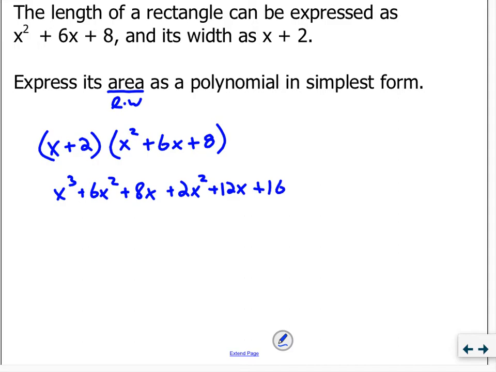Okay, if we want it in simplest form, we got to combine our like terms together. So I'm going to combine my 6x squared and my 2x squared, and I'm going to get 8x squared. And then I'm going to combine my 8x and my 12x and get 20x. Plus 16. So now that is in its simplest form. We've combined all our like terms. Let's do one last one.